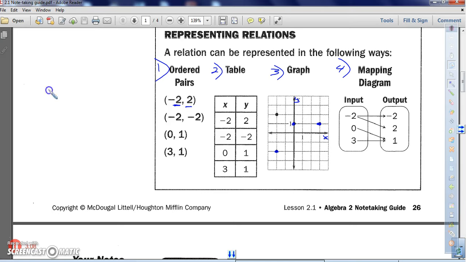And then the fifth way, I'm going to put this over here in the margin. The fifth way is with an equation. An equation will map x's and y's together, such as, for example, y equals 3x plus 2. If you put a number in for x, it'll tell you what the y is that goes with it once you figure out the math. So an equation is another way to show a relation.